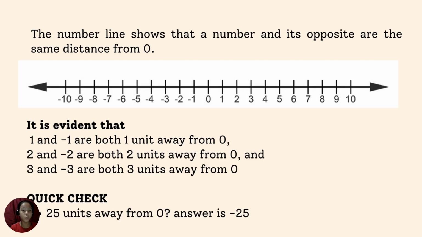The number line shows that a number and its opposite are the same distance from 0. It is evident that positive 1 and negative 1 are both 1 unit away from 0. Positive 2 and negative 2 are both 2 units away from 0. And positive 3 and negative 3 are both 3 units away from 0. Quick check. 25 units away from 0. Answer: negative 25.